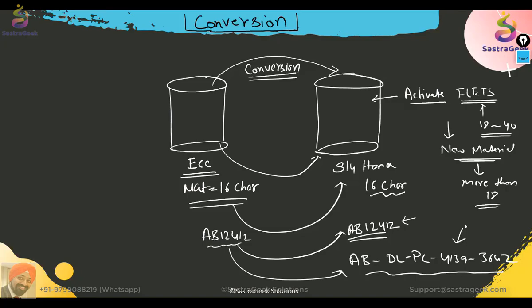So wherever they have a strong requirement to move ahead from 18 characters and want to increase it, we suggest the better approach is to go ahead with the greenfield implementation. I hope you understand the dependency of this requirement on your decision of conversion or greenfield implementation. Any questions on this, guys?